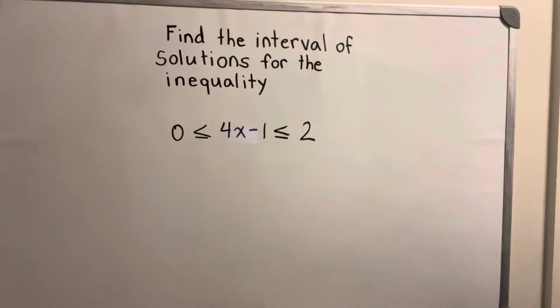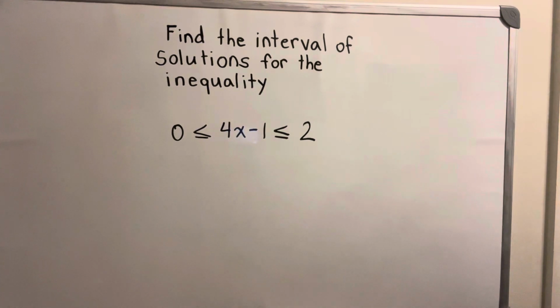This is a pretty straightforward problem. It says find the interval of solutions for the inequality 0 is less than or equal to 4x minus 1, which is less than or equal to 2. And if you know how to perform the operations to get x all by itself, you can probably pause this problem and solve it very quickly, which is what we'll do right now.